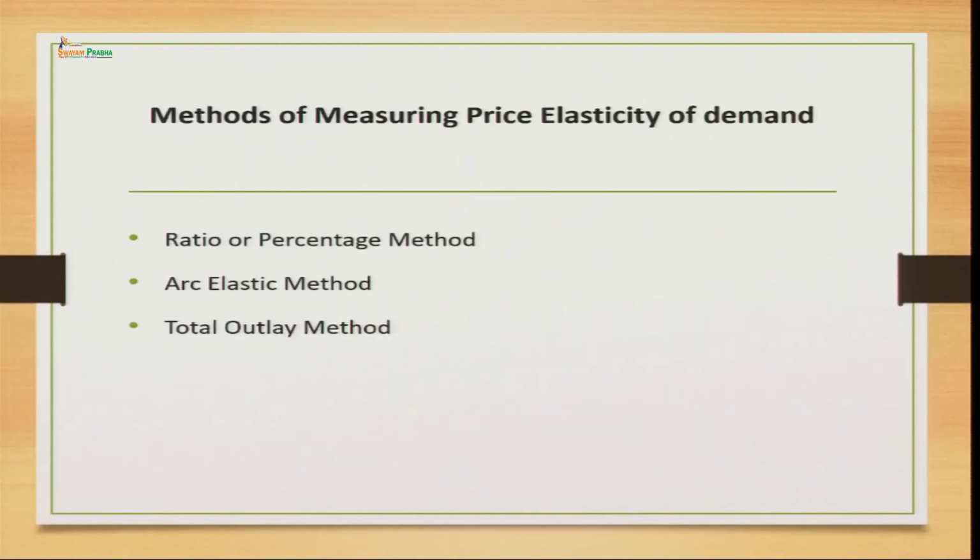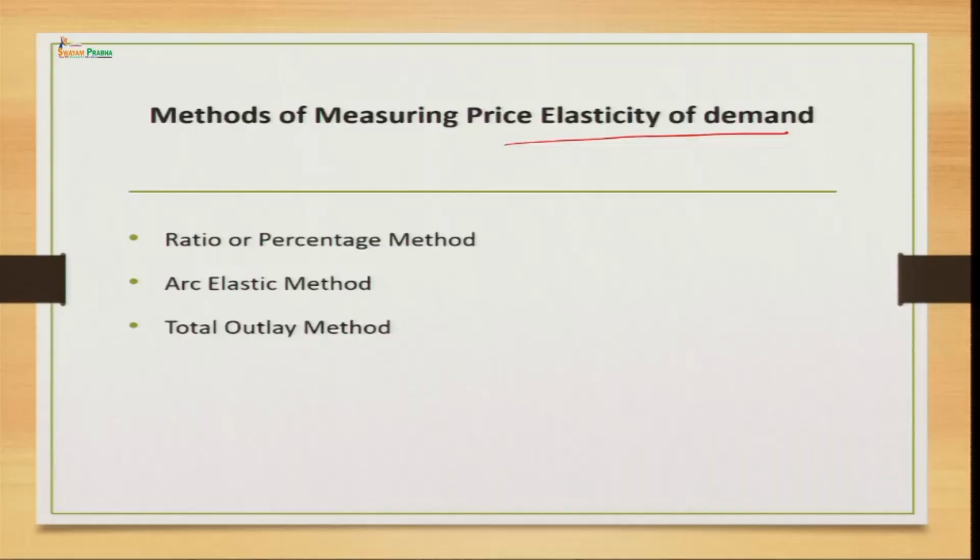The next topic we are going to talk about is the methods. What are the methods through which we can calculate this price elasticity of demand? We have seen the degrees, how price affects the demand of commodities differently depending upon the nature of that commodity. So, here we have 3 methods which we are going to discuss for calculating the price elasticity of demand. The very first method is called the ratio or percentage method. Then we have the arc elasticity method, and the third one is the total outlay method.